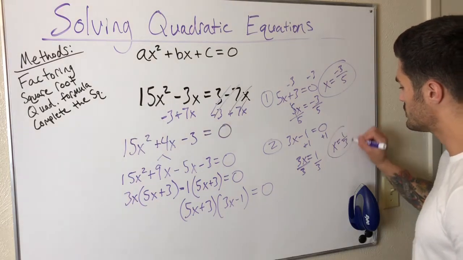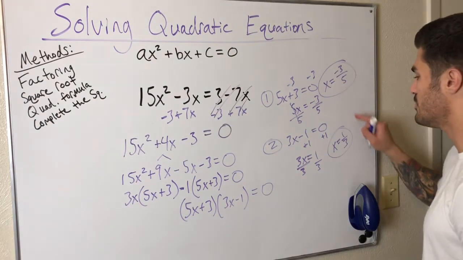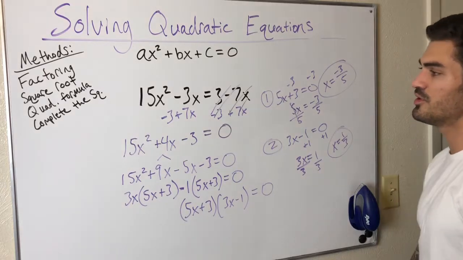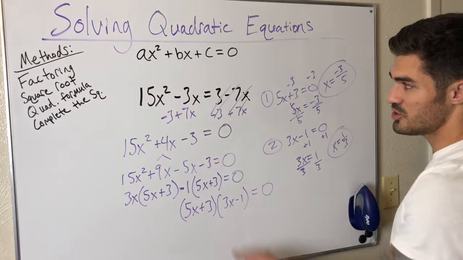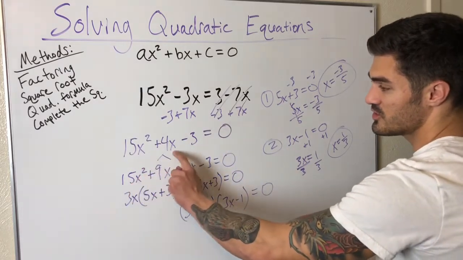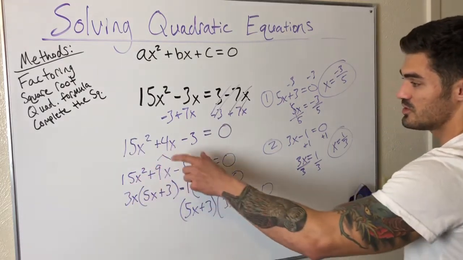So these are my two solutions for x. X equals negative 3/5 and x equals 1/3. And you can always plug these back in to check to whichever one you want. They should all give you, right? If you plug these numbers in for x here, it'll give you 0 on that left side.